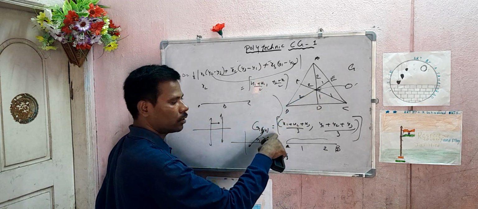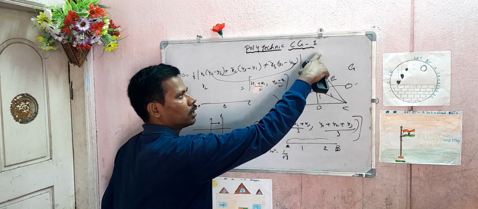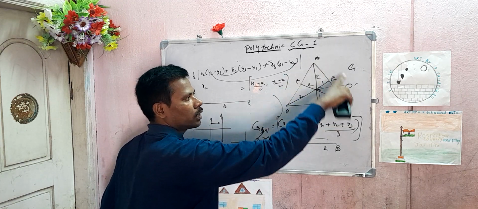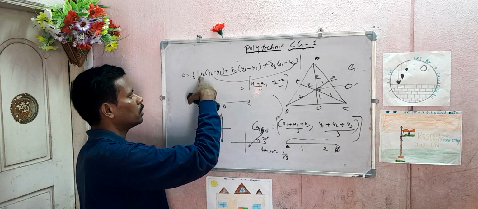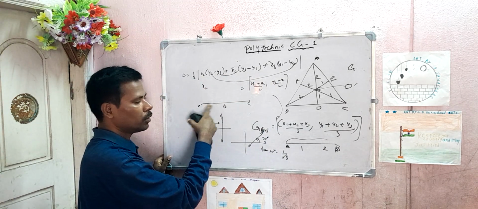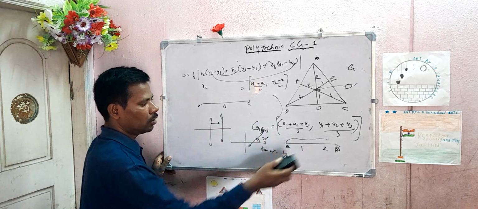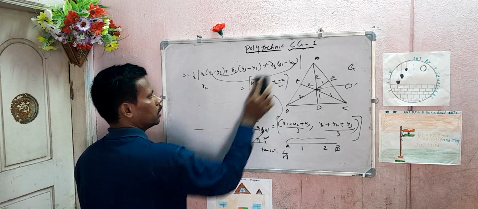The coordinates of the centroid are (x1 plus x2 plus x3)/3, and (y1 plus y2 plus y3)/3. So there ends the theorem, and this is the midpoint formula. This is the area of triangle. Collinear means points lying on the same line. Now we are doing some problems based on that.